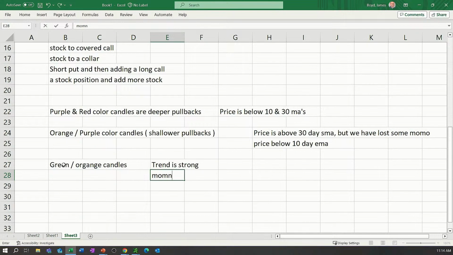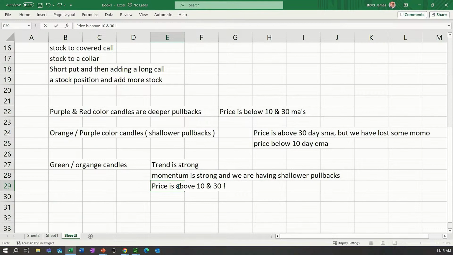Momentum is strong, and we are currently having shallower pullbacks. My gosh, if we could say what do I want, that's what we want. Price is above the 10 and the 30. Now, there are a couple of stocks in the current market that have just this.